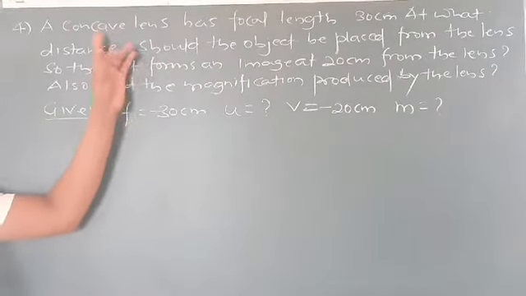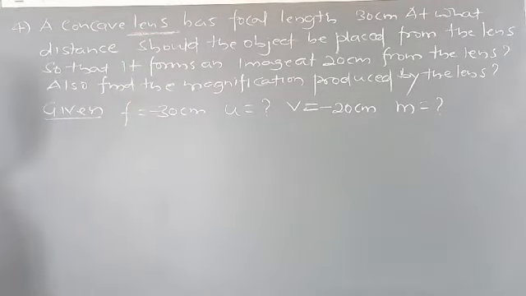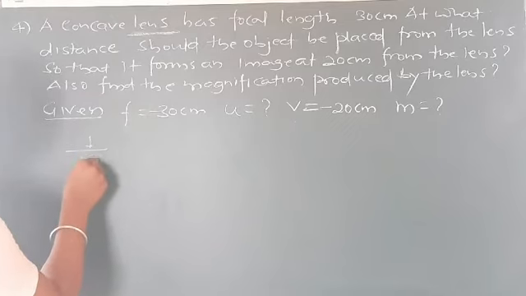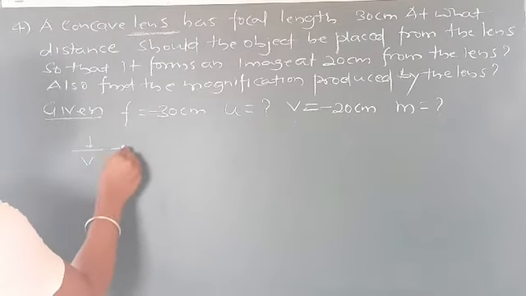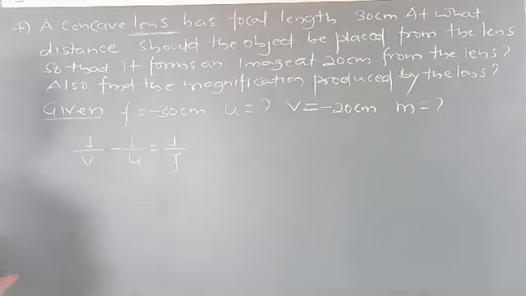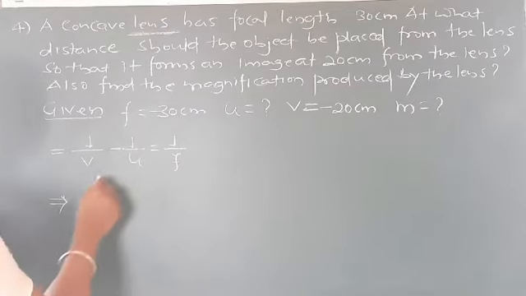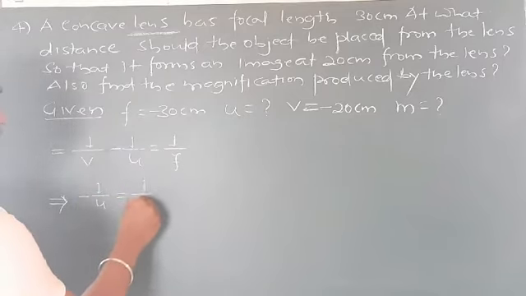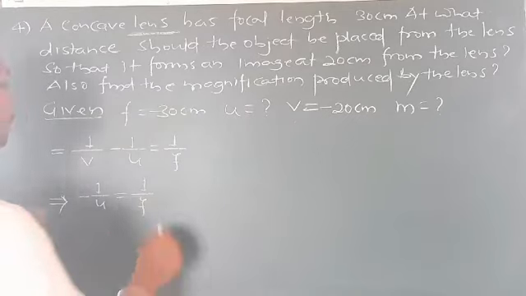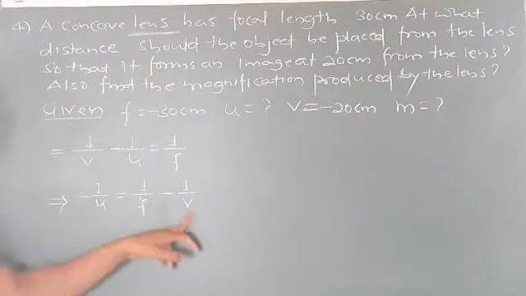So concave lens, so we need to use lens formula. Which formula? Lens formula. What is that? 1 by v minus 1 by u is equal to 1 by f. Now this implies we have 1 by v. What we need is u, so I'll keep 1 by u as it is. So this becomes 1 by f, and this you can transfer that side. So this becomes 1 by v, plus becomes minus on this side.